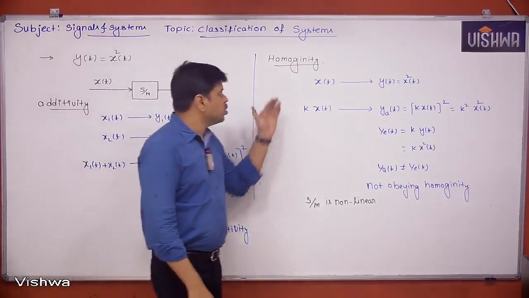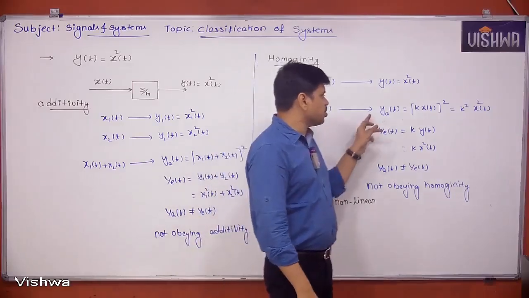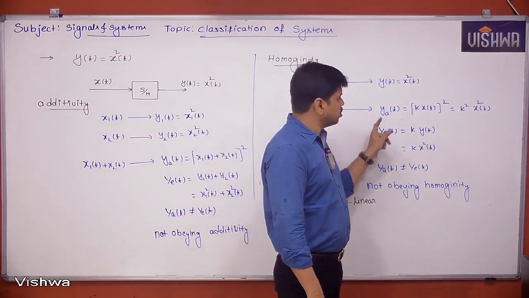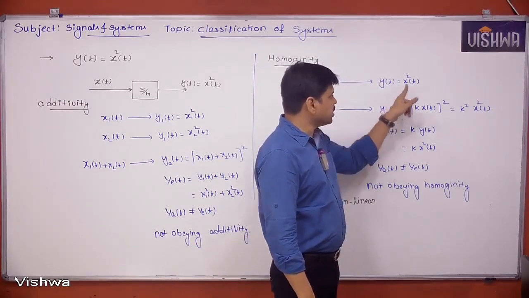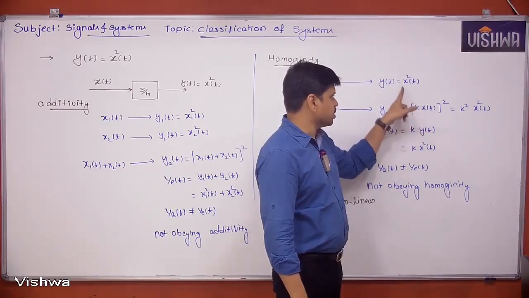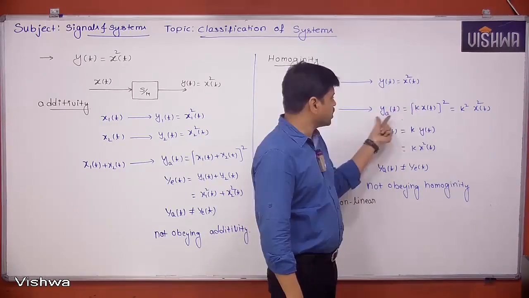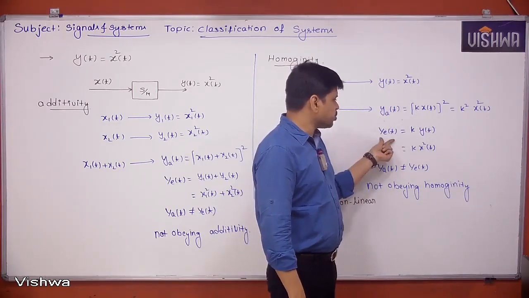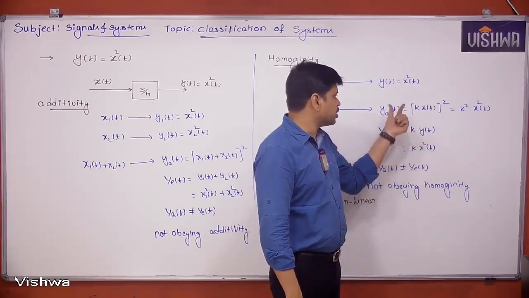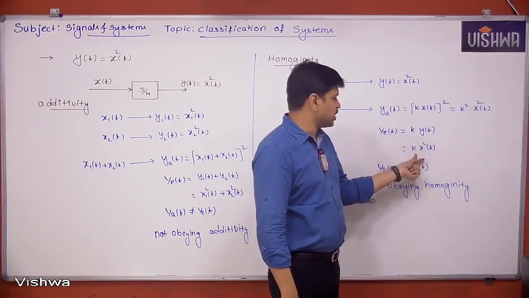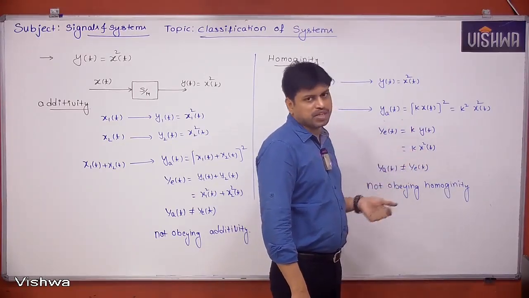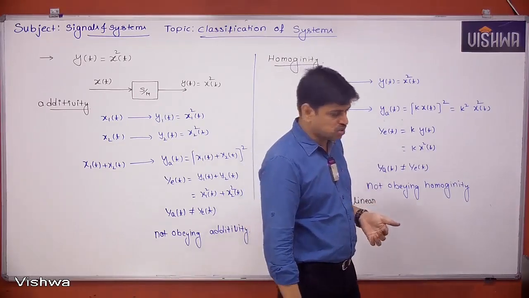Next, to check for homogeneity, we require the actual output and the expected output. To find the actual output, simply replace x with kx. Then you can get the actual output. To get the expected output, simply multiply k with y of t, k y of t. You can get the expected output. Compare them, whether it is satisfying or not. Understood? First take down this.